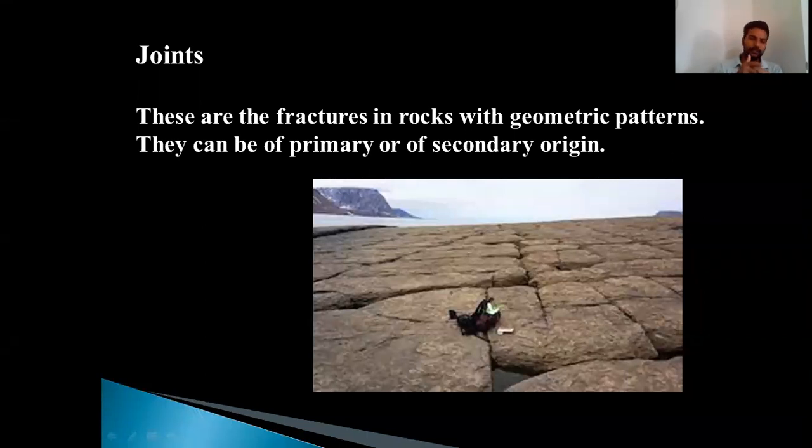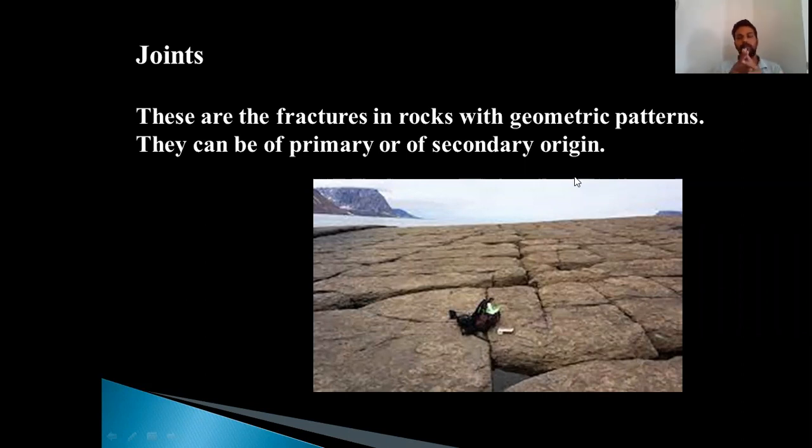Usually rocks consist of fractures, but when these fractures take symmetric geometric patterns, in that case you can call them joints. These joints can be of primary or of secondary origin. So what is primary and secondary origin? The joints which are formed at the time of the formation of that rock will be called the primary joint. Means during the formation, consolidation, or crystallization of that rock, if the joints develop, those will be called primary joints.